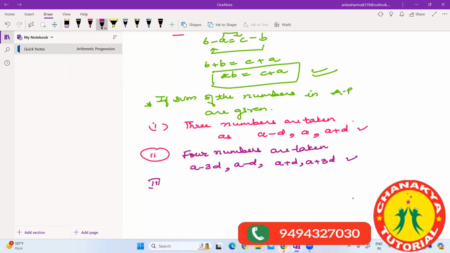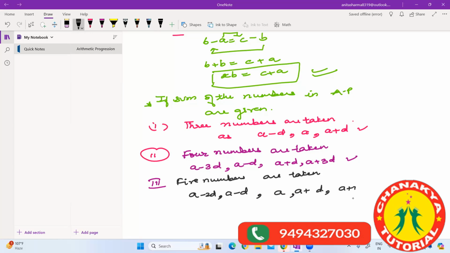And third one is, when you have to suppose five numbers, then you will write the five numbers as a minus 2d, a minus d, a, a plus d, and a plus 2d. Okay, children, please note it down. These points are very important.